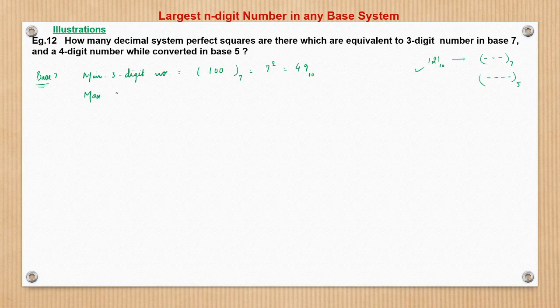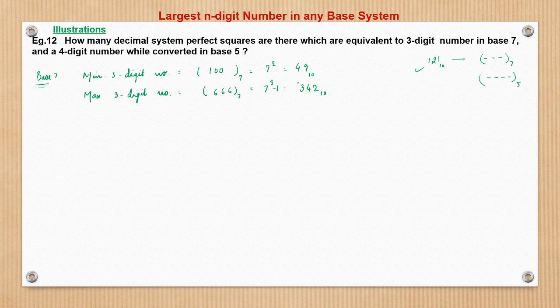Same, maximum 3-digit number would be what? Maximum would be 666. This should be given by 7 cube minus 1, which is 7 cube is 343, minus 1 is 342 in base 10. Right. So from here we get 49 to 342.